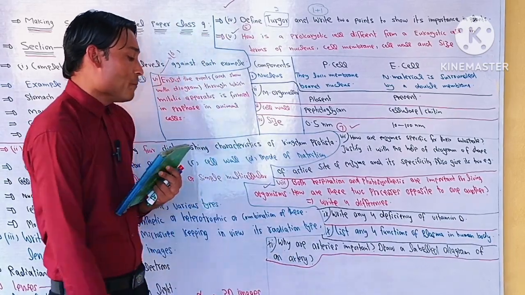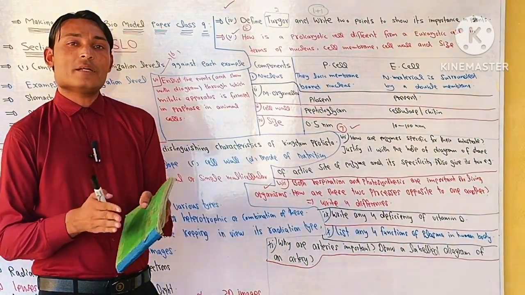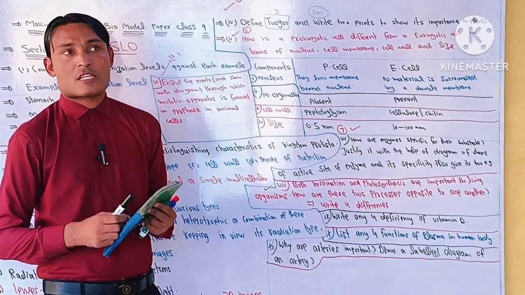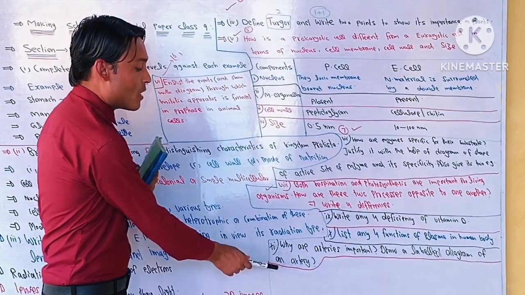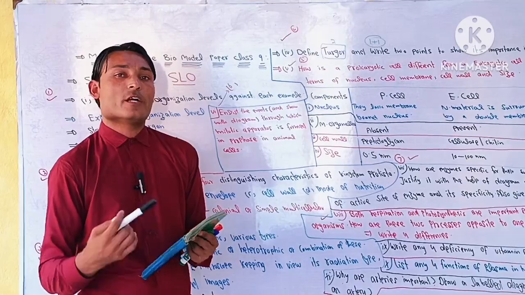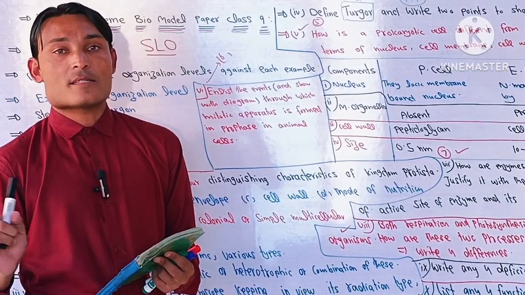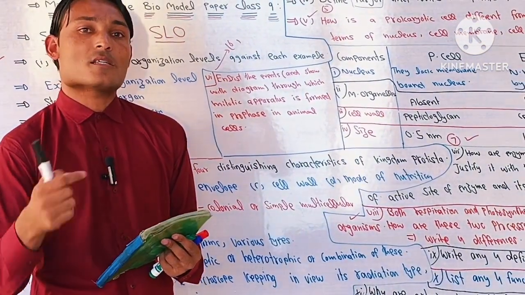Question number 11: why are arteries important? The examiner can change the question, but if you know the concept, you can write a simple answer. Draw a labelled diagram of an artery, and also write the definition of artery. You will definitely get marks. So this was part B of class 9 biology, section C. The final questions I will discuss in the next video.